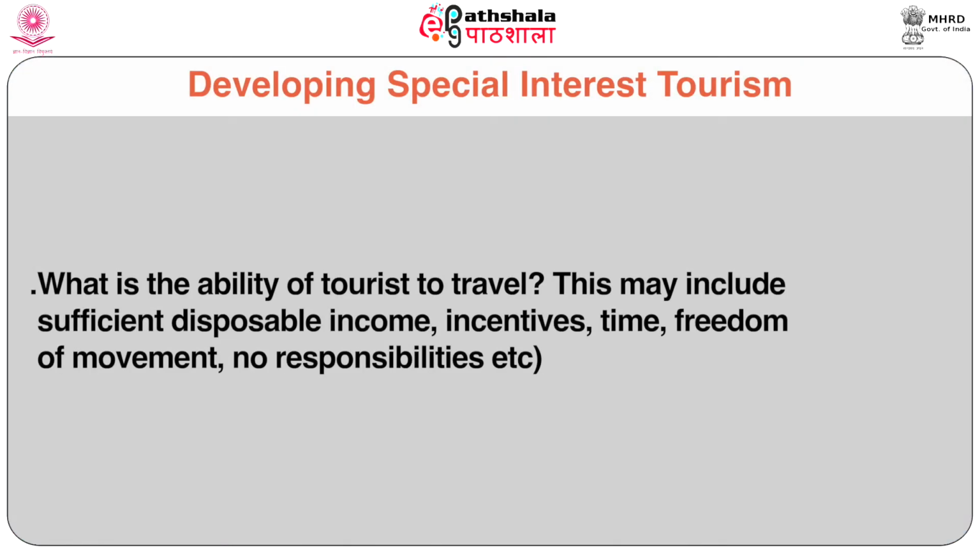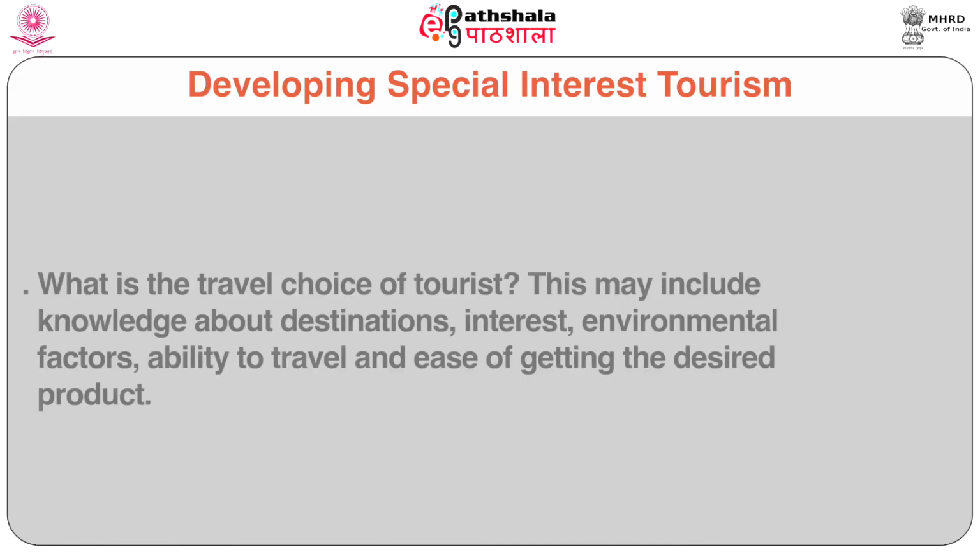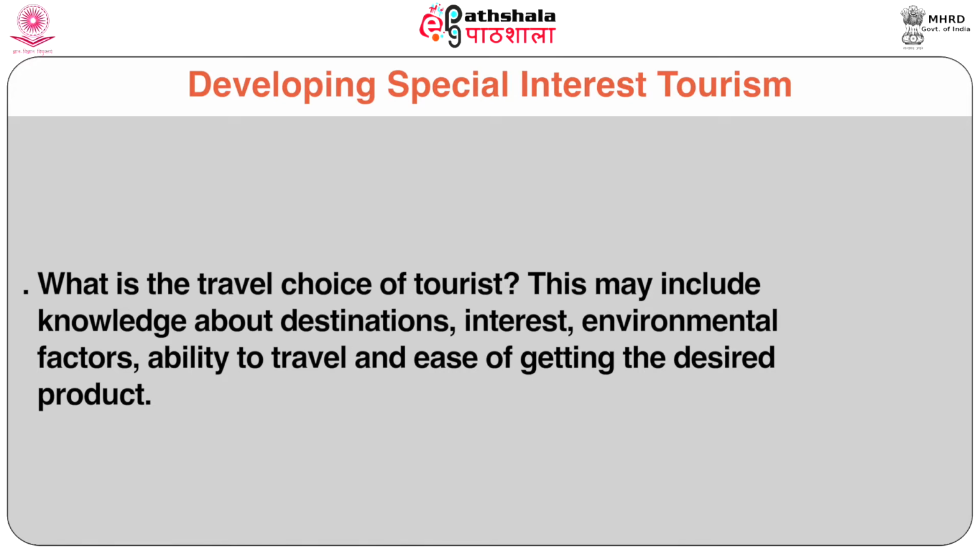There are three basic factors which influence demand for tourism. What is the purpose or motive for travel? The purpose may include educational, adventure, cultural, health, sports or pilgrimage, etc. What is the ability of tourists to travel? This may include sufficient disposable income, incentives, time, freedom of movement, no responsibility, etc. What is the travel choice of tourists? This may include knowledge about destinations, interest, environmental factors, ability to travel and ease of getting the desired product.